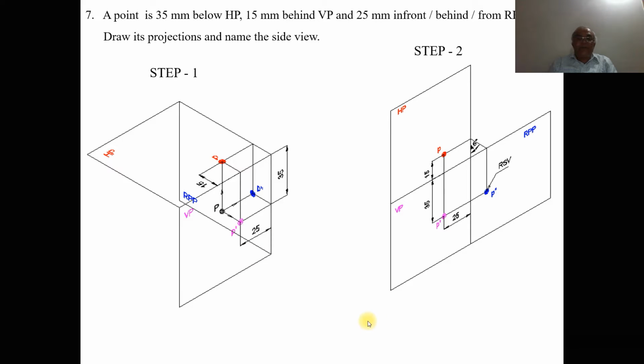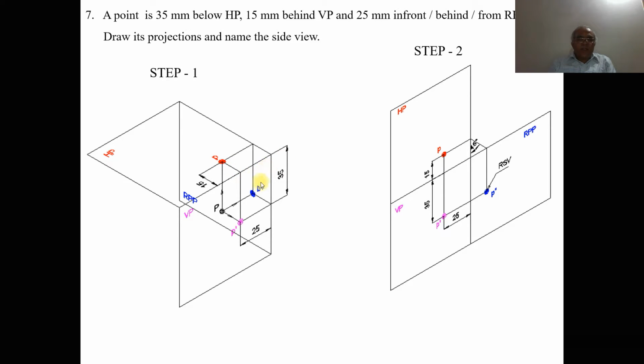First we are going to take the front view. When you look from the front, I can see the distance below HP and also behind RPP. When these two distances are projected, I can see the distance below HP in the vertical plane, and I can also see the distance behind RPP in the vertical plane. Similarly, when you look from the top view, I can see the distance behind VP and also behind RPP. Both distances are seen, and when projected, both are projected to the horizontal plane. So you get this point small p, which is behind VP.